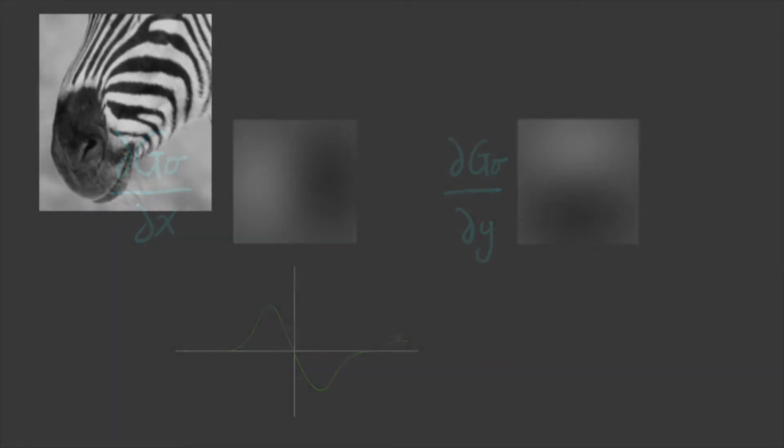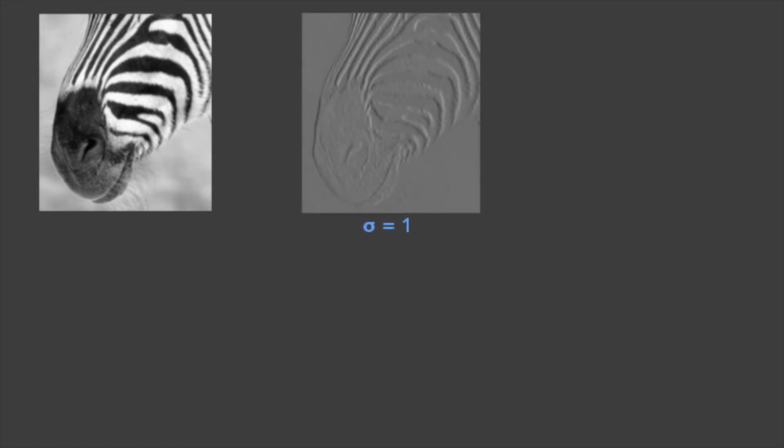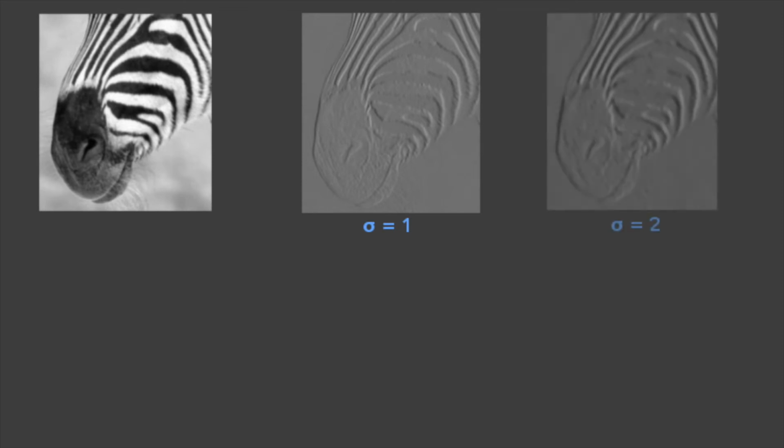The choice of sigma used in estimating the derivative is often called the scale of the smoothing. This scale has a substantial effect on the response of the derivative filter. For example, if we apply a filter with a scale of 1 pixel, we will obtain this. If we increase the sigma to 2 pixels, we can see that the resulting image has thicker lines but also loses some detail. Therefore, the selection of the sigma will depend on the image and what we want to find.